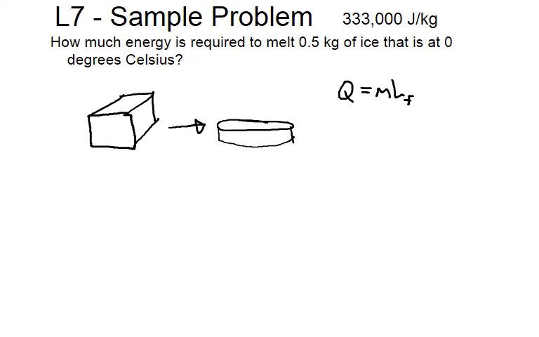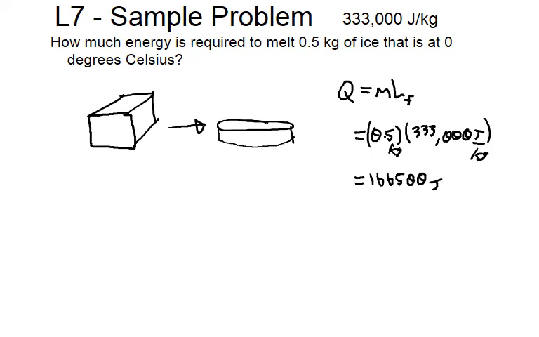All right, so in this case, we only have half a kilogram of ice. We have the latent heat of fusion. Should get 166,500 joules as the energy required to melt the ice.